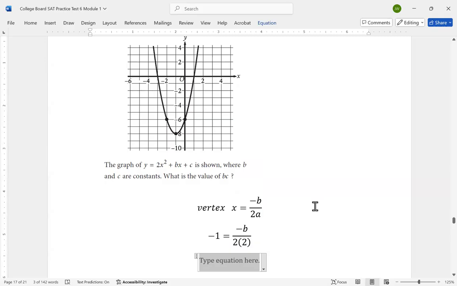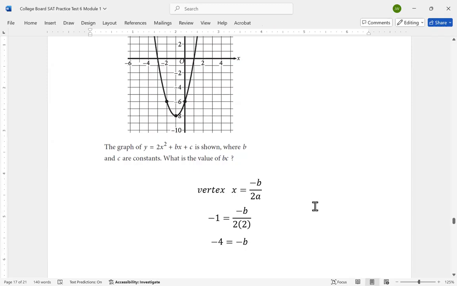We end up with multiplying both sides by 4. 2 times 2 is 4. Multiply both sides by 4, you would end up with -4 is equal to negative B, which means B is equal to 4. So that's how we find the B value.